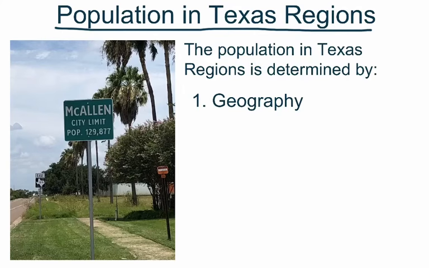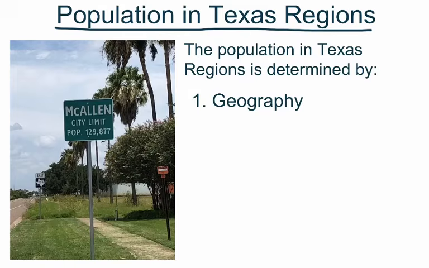The next thing that we're going to discuss, guys, is the population in Texas regions. Okay? And the biggest question that we need to ask ourselves is, why do people move to certain areas or regions of Texas? The first one that it has to do with, guys, is geography. Now, we talked about geography in chapter 1 vocabulary, right? It was a study of Earth, its physical features, and its people.